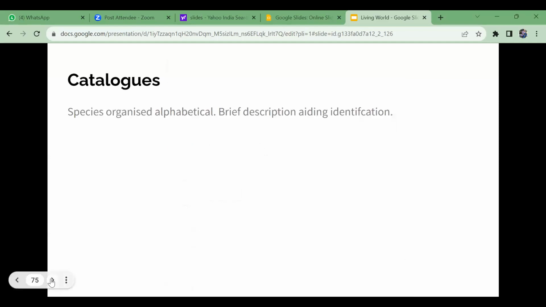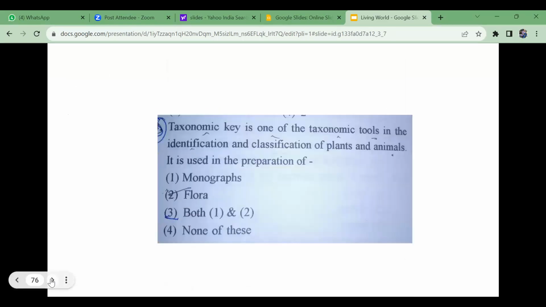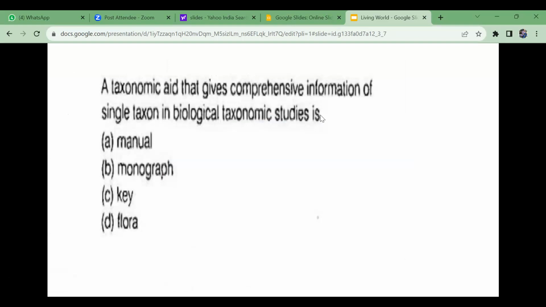Okay. Now, what is a catalog? Catalog में pictures रहेगा. That's the only difference. Okay. A taxonomic aid that gives comprehensive information of a single taxon. इसके लिए आंसर बोलिए. Yeah, B is correct. Option B. Yes, because monograph talks about a single taxon.